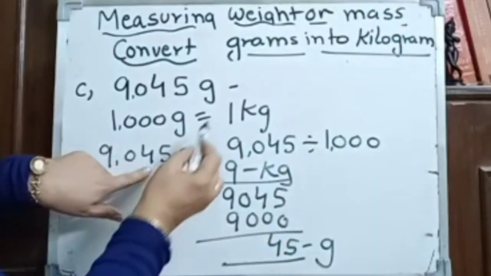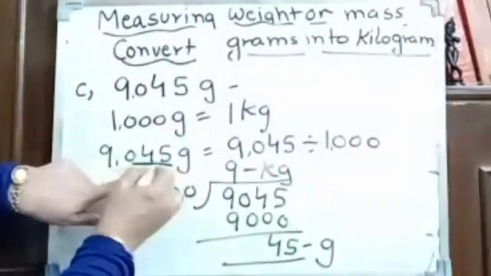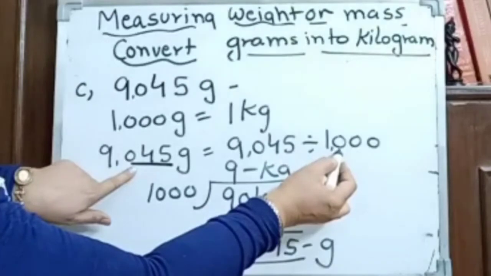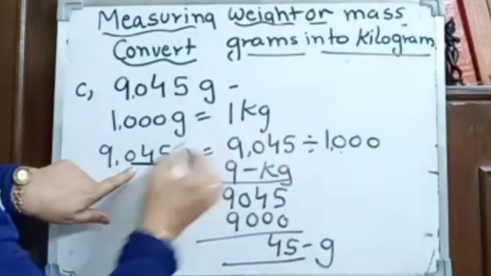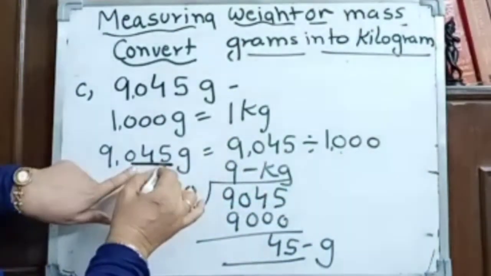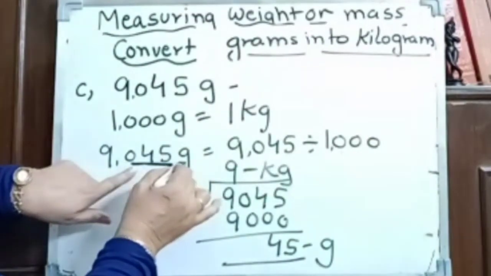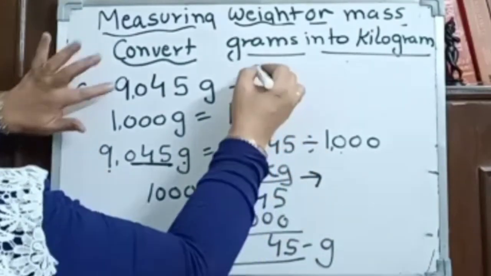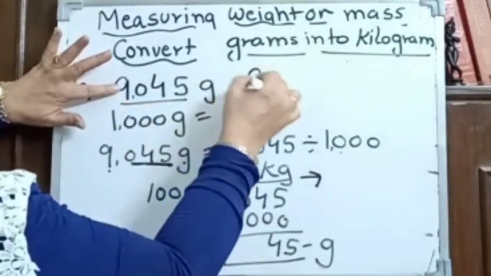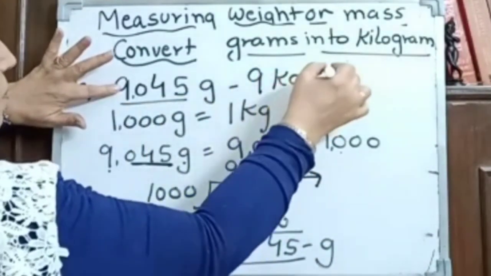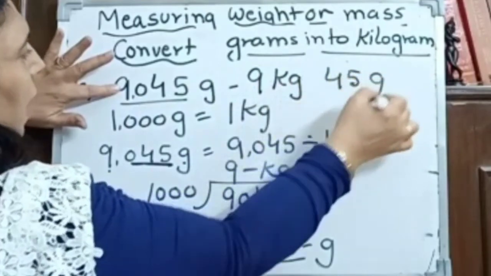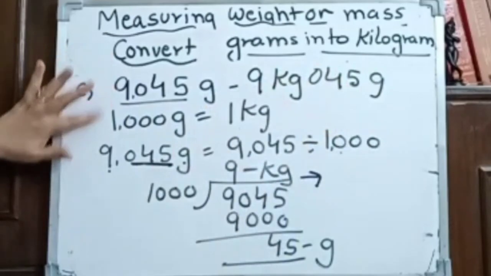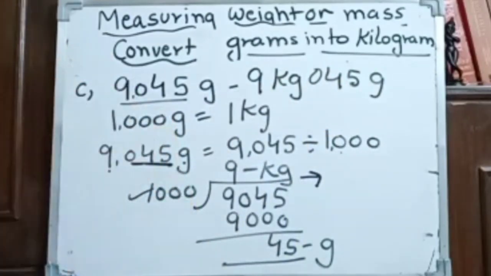The next method is: after 3, take these three numbers, ones, tens, hundreds, for the unit which you have to convert. This is the smaller unit gram and this is kilogram. So both methods are right. Here the very simple method gives 9 kilogram 45 gram, or this. Both methods are the same.